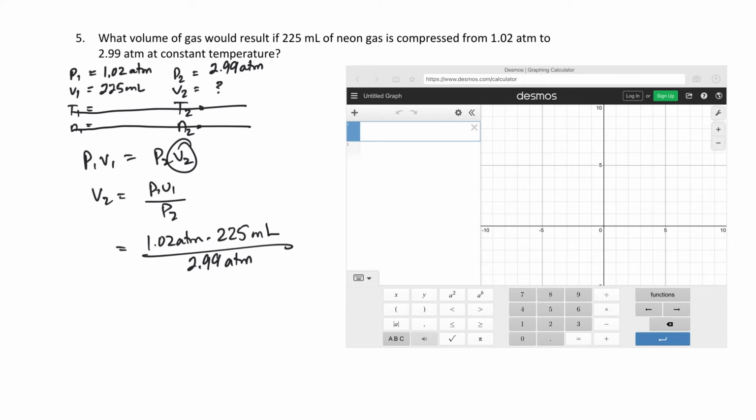But let's use decimals to figure that out. So I have 1.02 times 225 divided by 2.99. 76.75.